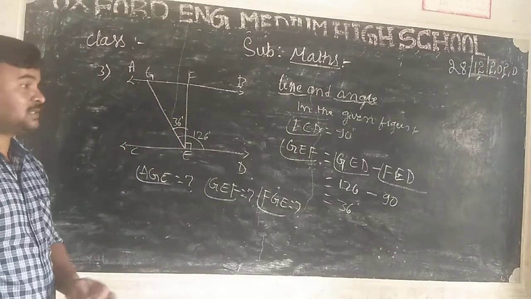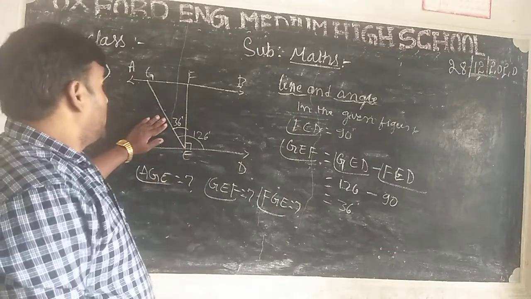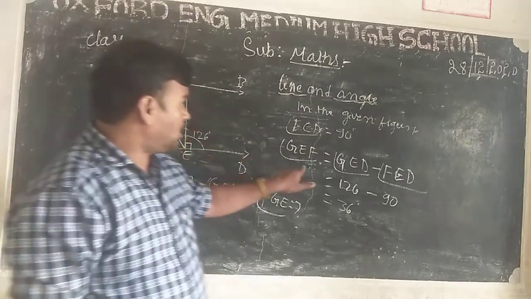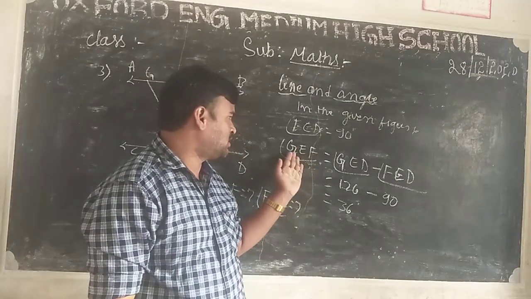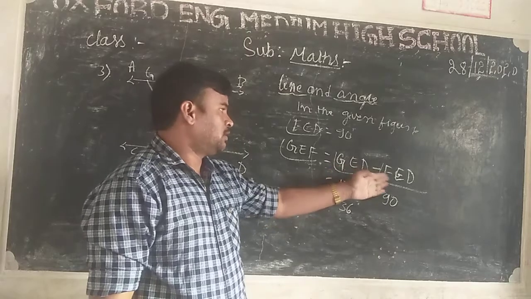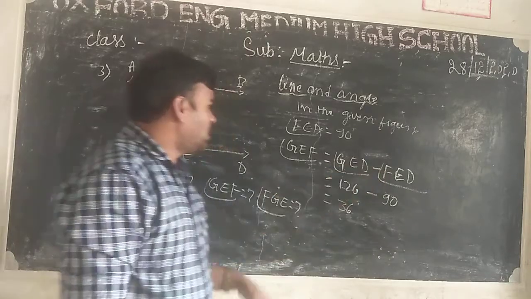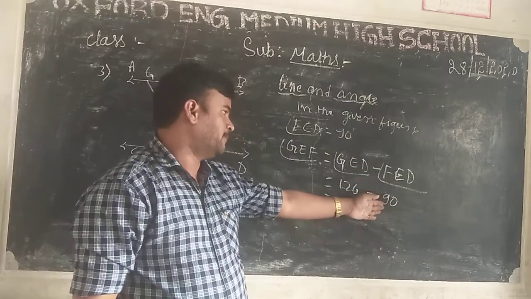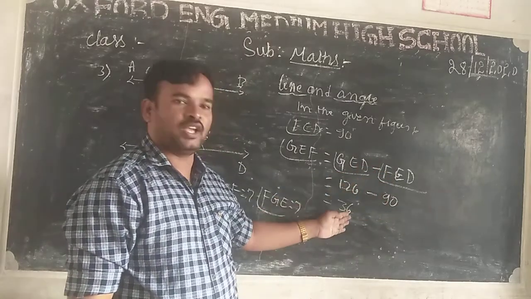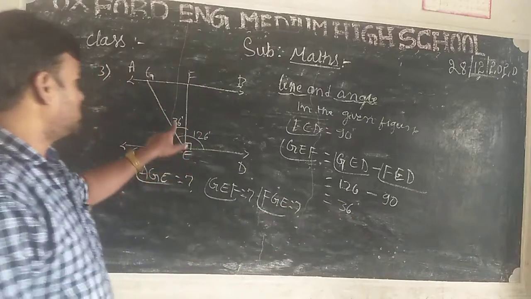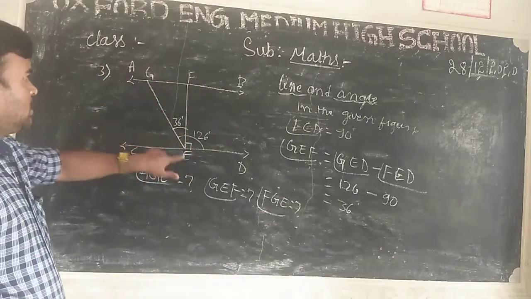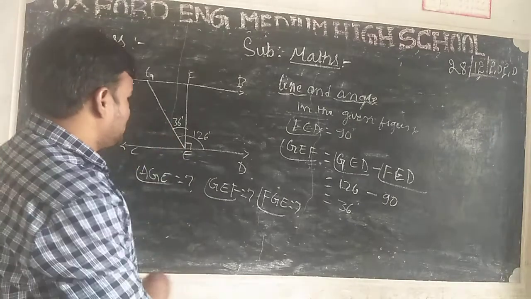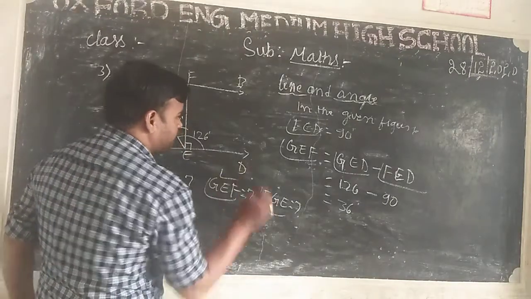Understand, dear students? How did we get 36 degree? How is it possible to find GEF? Subtract FED from GED. What is the value of GED? 126 degree. What is the value of FED? 90 degree. 126 minus 90, we get the value 36. So that's why GEF is 36 degree. Now one is over.